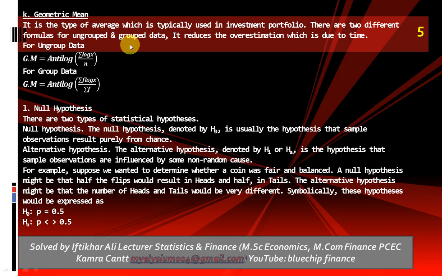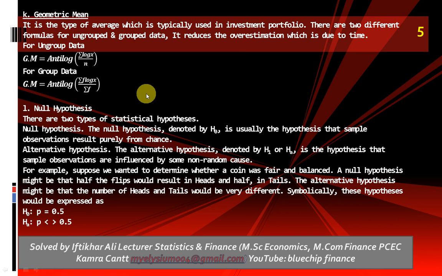Geometric mean is a type of average. There are a lot of different averages, for example arithmetic mean, median, mode, geometric mean, harmonic mean. Geometric mean is a type of average which reduces the overestimation in the data which is due to time. That is why geometric mean is mostly considered in the calculation of an index number. The formulas for ungrouped data and grouped data are also given here.